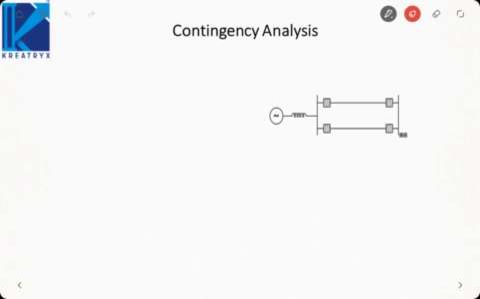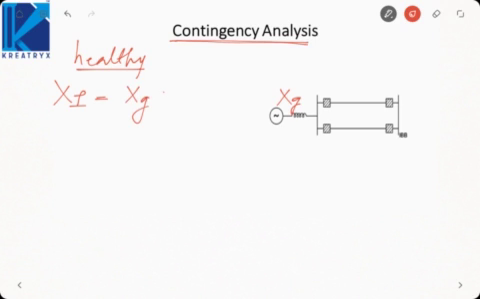Then the next reason for a large disturbance is contingency. Now suppose the system is in perfectly healthy state, but we will remove some apparatus to judge whether or not after removal of some apparatus the system remains stable. So let me say this is Xg. So initially, what is the transfer reactance? Xg plus X by 2. After the removal, what will happen? Suppose I remove this transmission line, I open this circuit breaker, reactance will be Xg plus X.